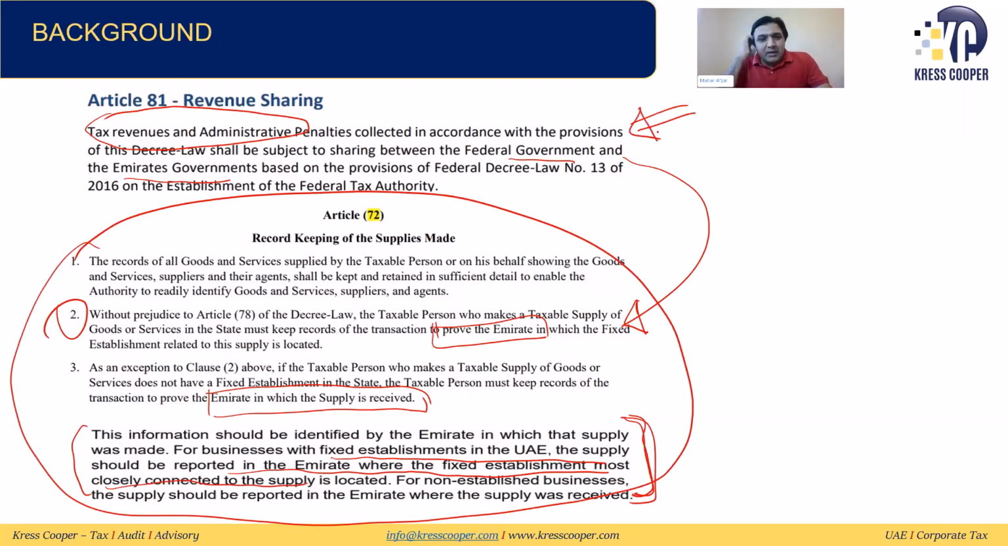In the previous requirement, we identified that tax revenue and administrative penalties need to be shared between the Emirates, and based upon this, there were requirements in Article 72 of the law, and there are requirements in the respective guide as well.